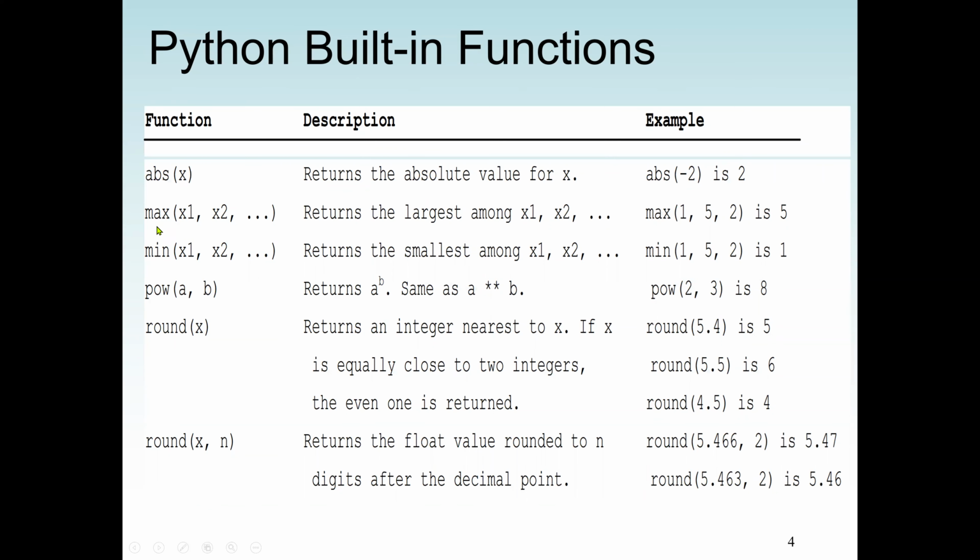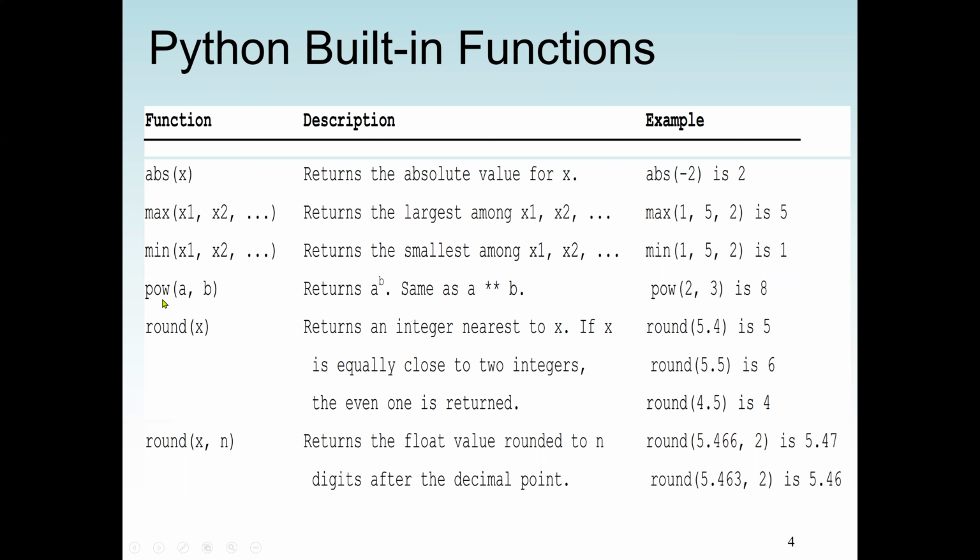Also, we have a function named max, which will give us the maximum value among many values that we have. So for example, here, we have max with 3 values, 1, 5, 2. The maximum value is 5, so the answer will be 5. We also have a min function that will return the minimum value among all the values given. So the example here is min of 1, 5, 2, and that will return 1 because 1 is the minimum value.